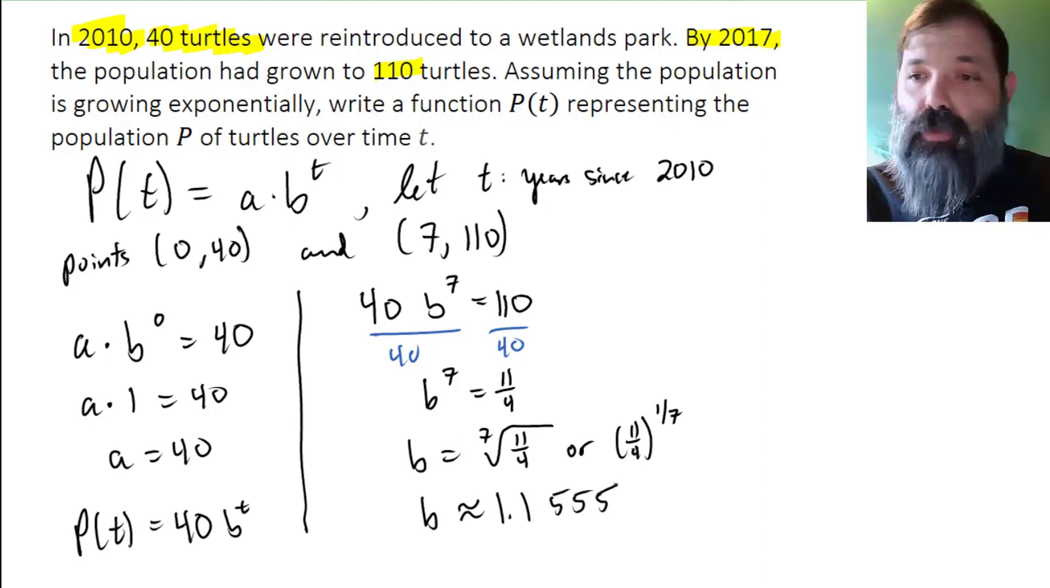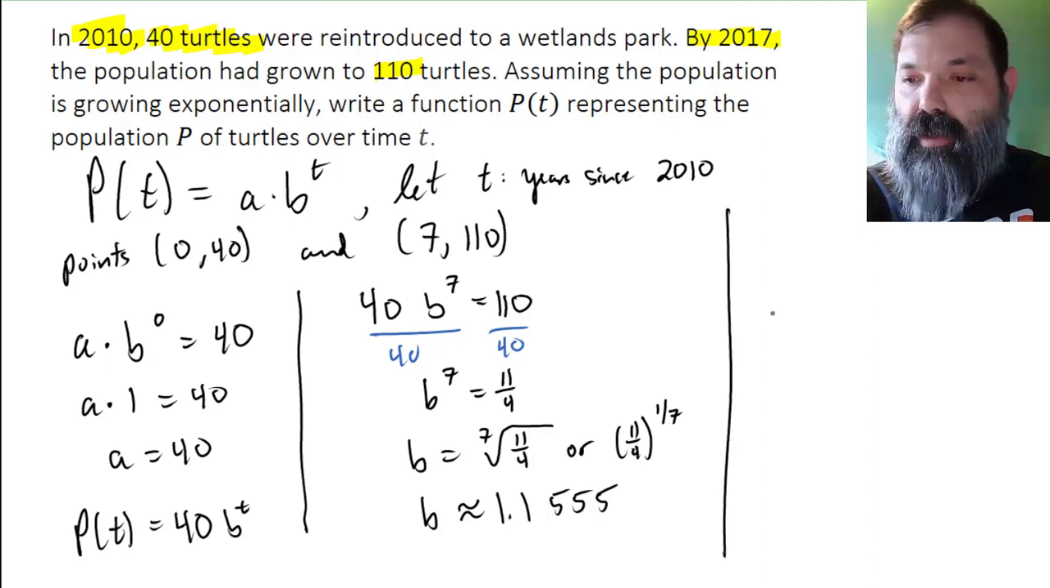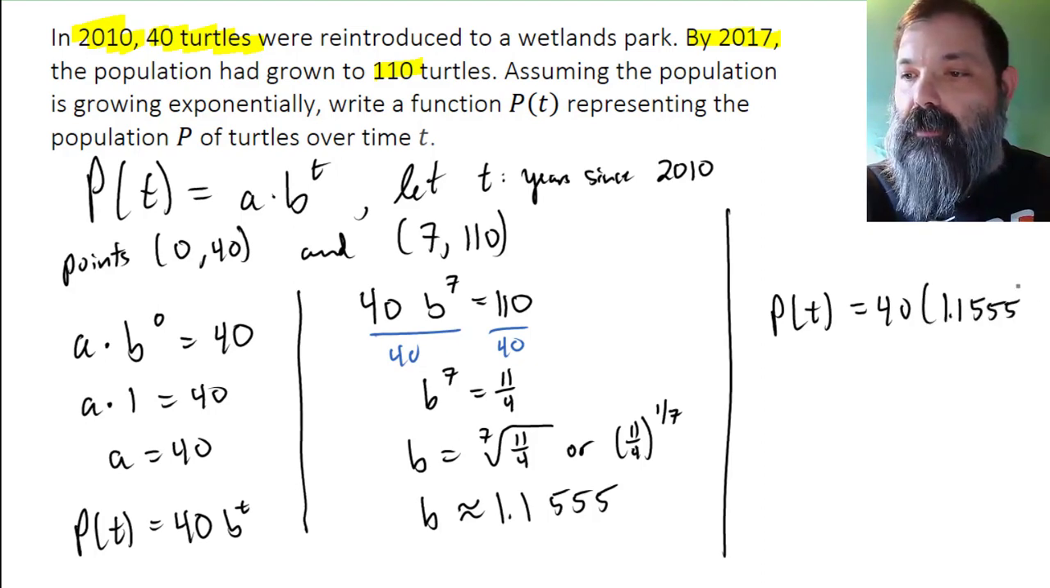So then my conclusion is that my exponential function, p of t, is 40 times 1.1555 to the t.